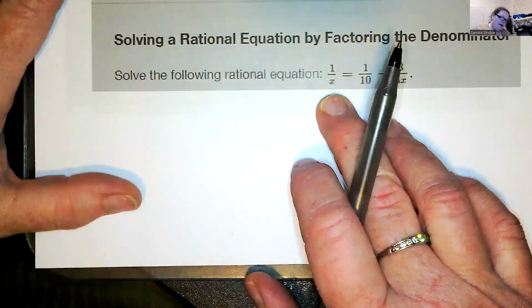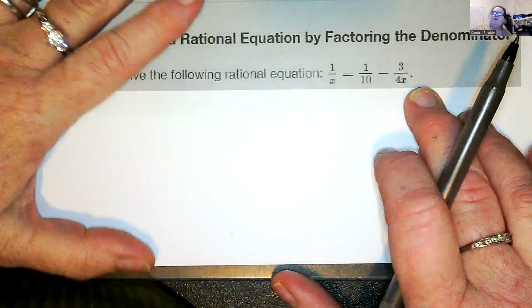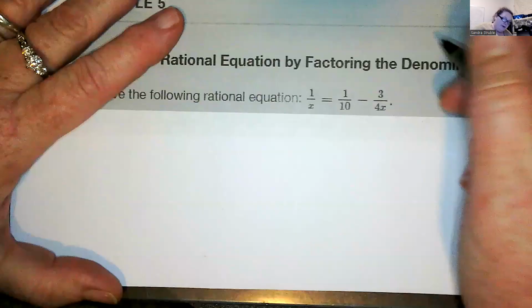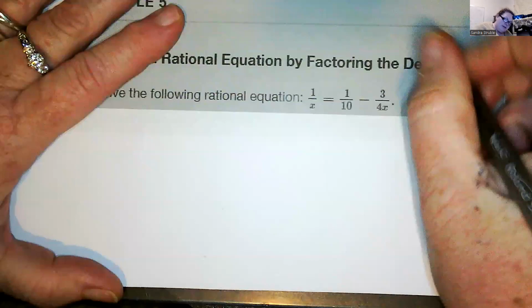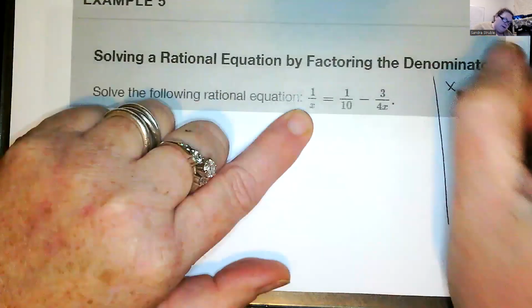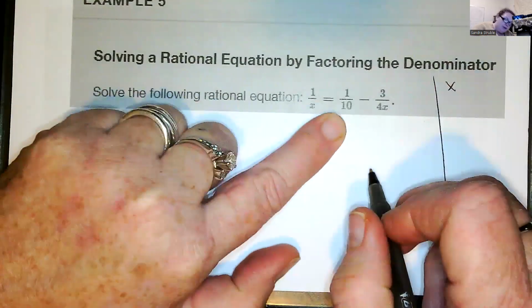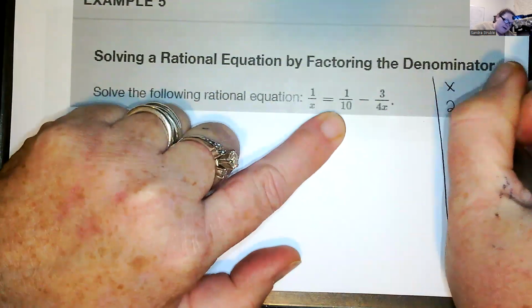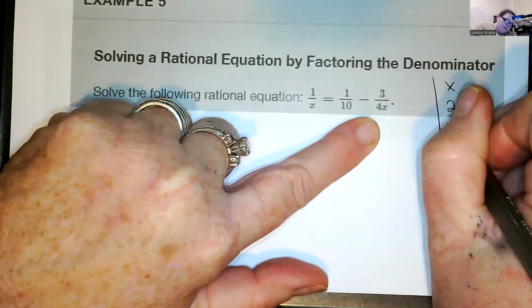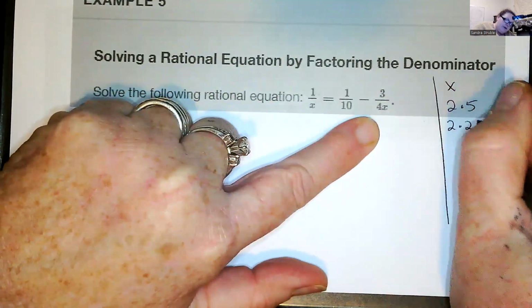All right, so they have an x, a 10, and a 4x. So let's see what we can figure out. I'm just going to break these down by primes. I think that's easier. So we need x, we need a 10, which breaks down to a 2 and a 5, and then a 4, which breaks down into a 2 and a 2, and then another x.